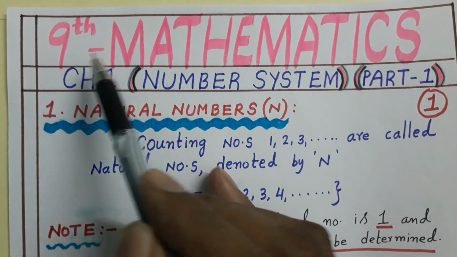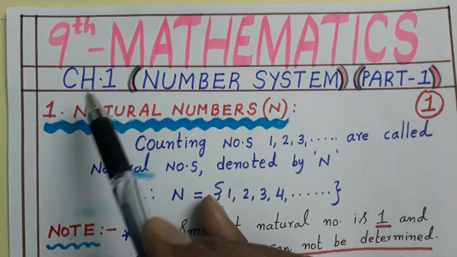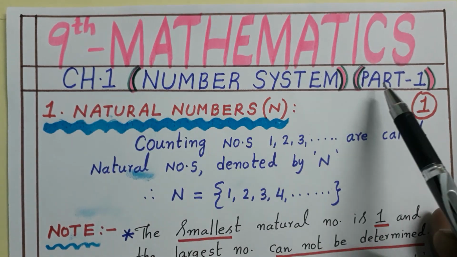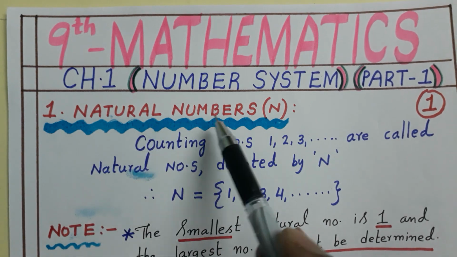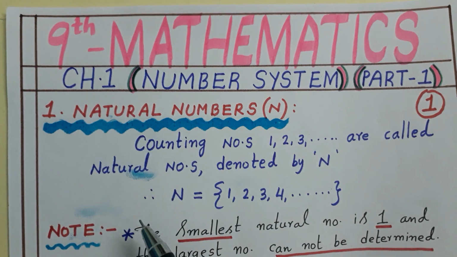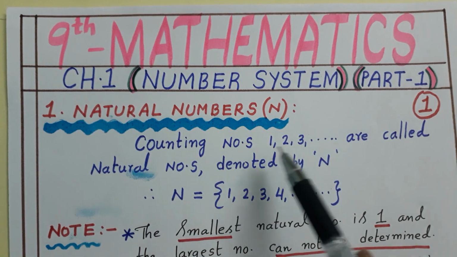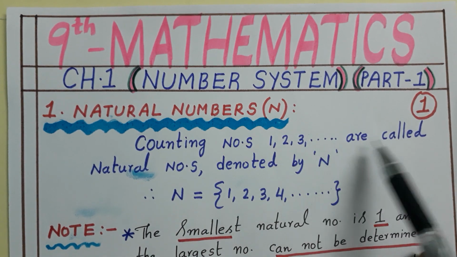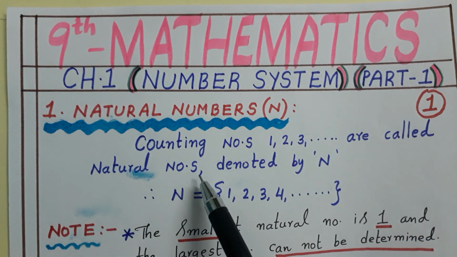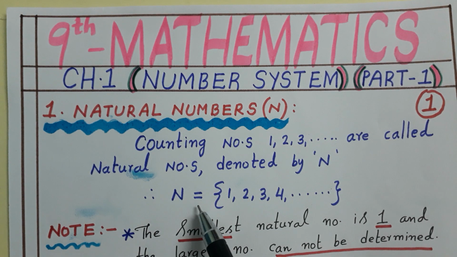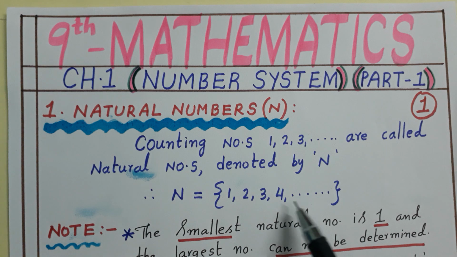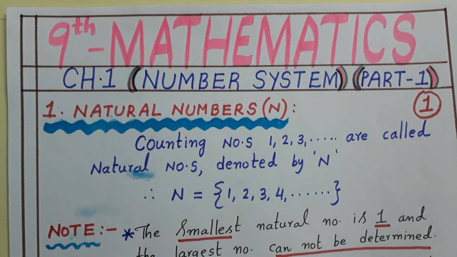Today we are going to discuss 9th Mathematics Chapter 1 Number System Part 1 video. In this Part 1 video we discuss all the basic numbers and their properties. Let us start with natural numbers, children. Children, you know the counting numbers 1, 2, 3 etc. are called natural numbers denoted by N. So natural numbers N is equal to the set of 1, 2, 3, 4 etc.